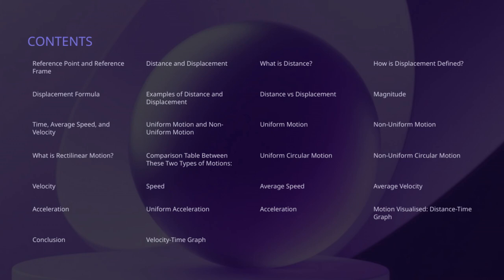overall behavior. We'll explore some practical examples of distance and displacement, and clarify what rectilinear motion is, motion along a straight line. Understanding how time, average speed, and velocity relate helps us interpret motion more comprehensively. We'll also review the displacement formula, which is fundamental in calculations, and the importance of the reference point and reference frame in defining motion. By connecting these ideas, we build a solid foundation for analyzing how objects move in various scenarios.